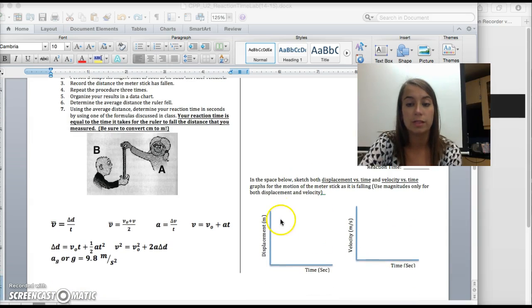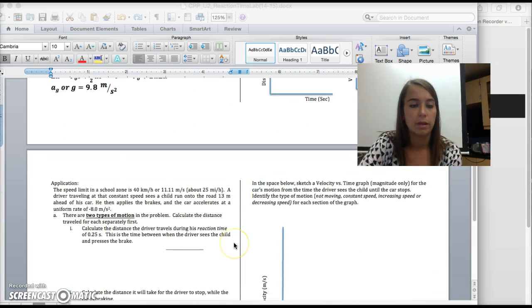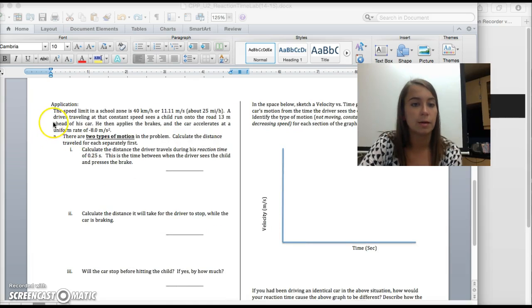So then you're going to graph the displacement versus time and the velocity versus time for the meter stick. It doesn't really need numbers, okay? And then on the next page, you've got some applications, so some types of problems.